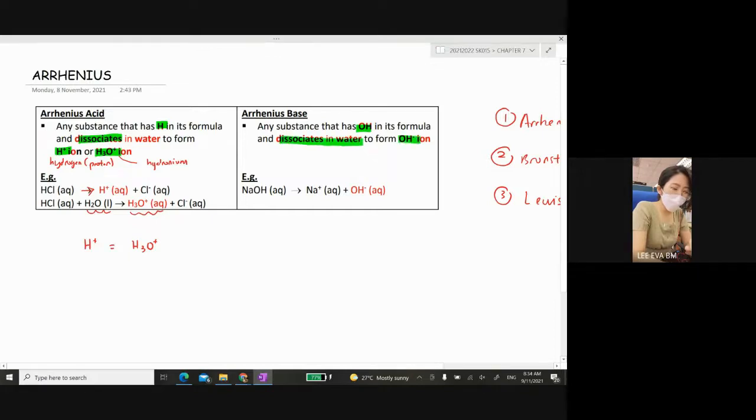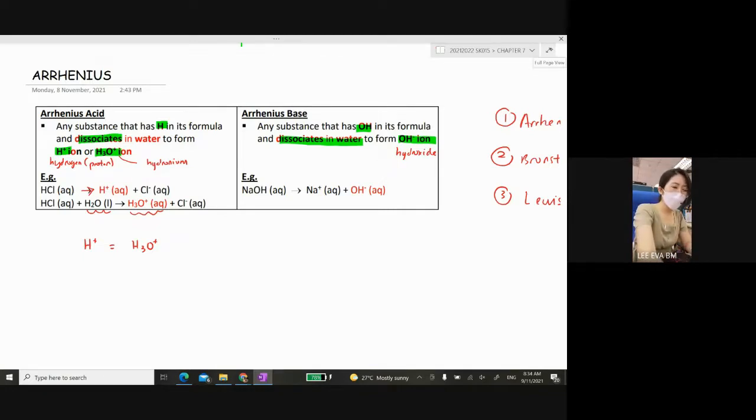And then for Arrhenius base, Arrhenius base is any substance with OH that dissociates in water to form the hydroxide ion. Nama tolong catatkan. Tapi dalam explanation boleh guna symbol OH minus, H3O plus, H plus. So this one is your hydroxide ion. Okay, but when you have the Arrhenius base, it dissolves into water, you will get a metal ion plus OH minus. So yang ini usual kan, dia dissociate untuk dapatkan dia punya ion.